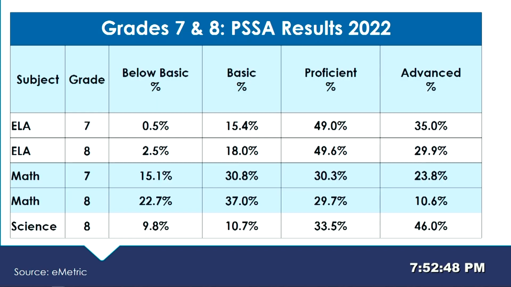Before I move on to the next whole piece, these are the 7th and 8th grade results. Again, just taking a look at that basic and below basic, proficient and advanced by grade level and subject area. Before I move on to the Keystone information, any questions about the PSSA data? Sometimes it's easier to take a question now, and if not, I can take questions at the end.